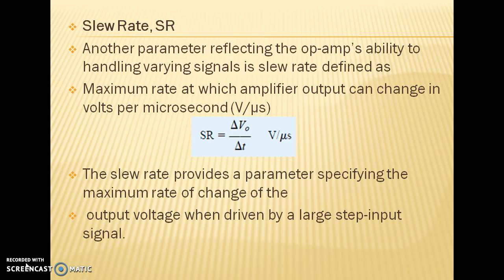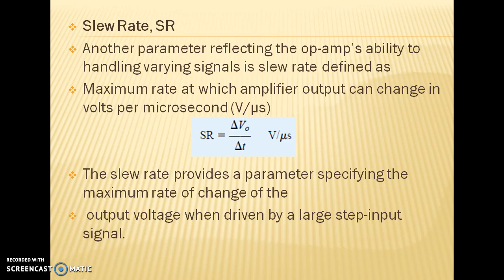Next we come to the third specification, that is slew rate. This parameter reflects the op-amp's ability of handling varying signals and is defined as the maximum rate at which amplifier output can change in volts per microsecond. The expression of slew rate is given as delta V naught by delta T, that is rate of change of voltage with respect to time, and the SI unit is volt per microsecond.